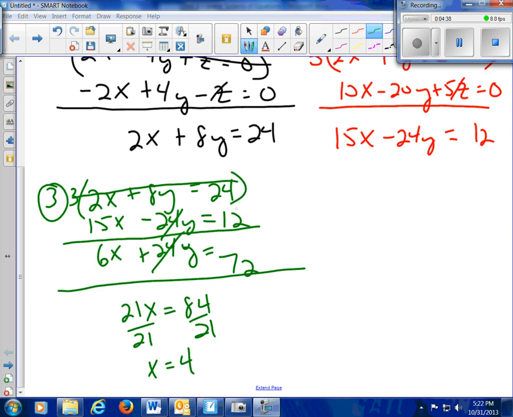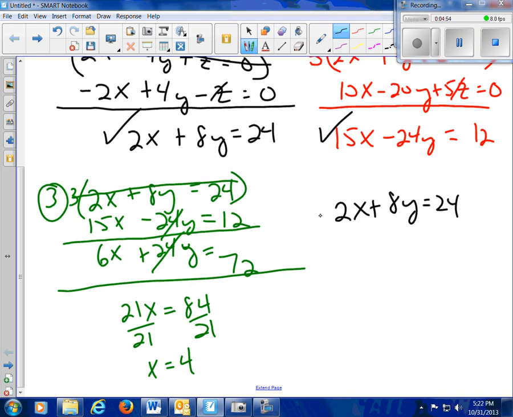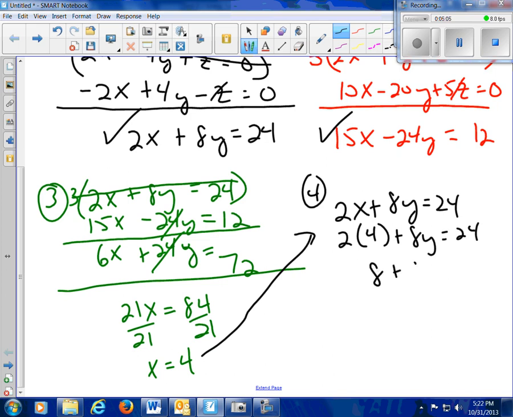So now that I have step 3 completed, I've solved for x. Now I just have to borrow either one of these two equations that have just x and y to solve for y. And I'm going to take the first one just because the numbers are a little bit easier. So this is my step 4. Now that I know that x equals 4, I'm going to say 2 times 4 plus 8y equals 24. I know that 2 times 4 is 8. And if I subtract 8 from each side, I get 8y equals 16. Divide both sides by 8, and I get y equals 2.